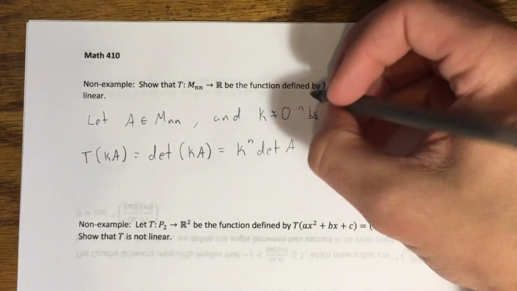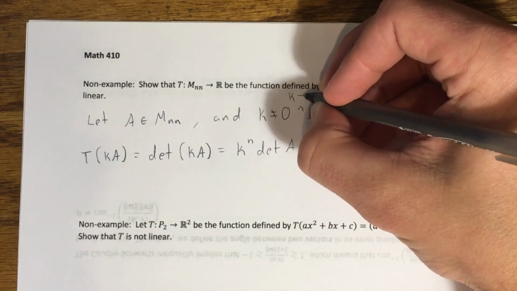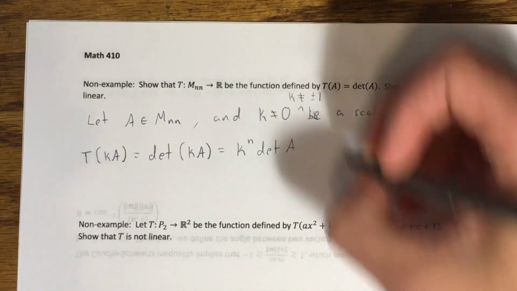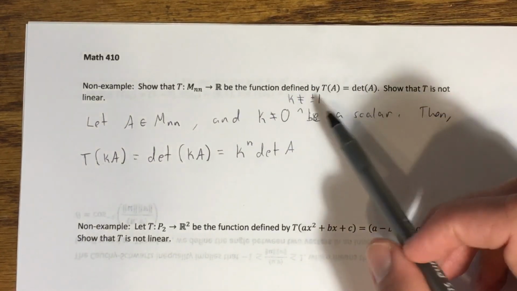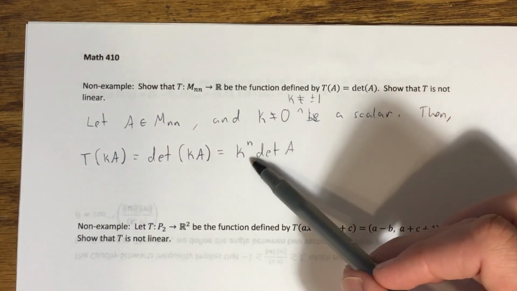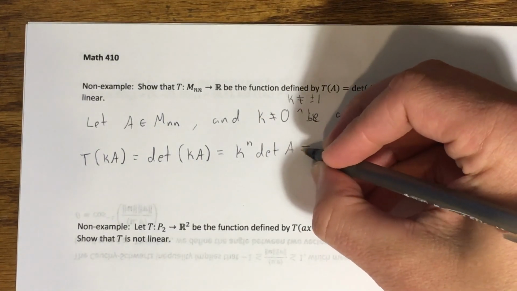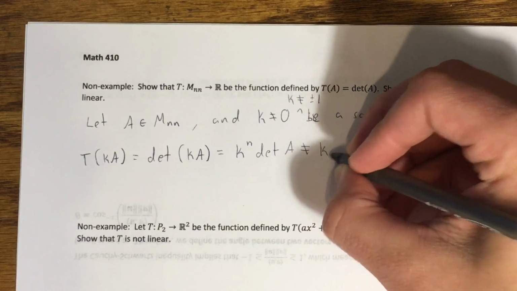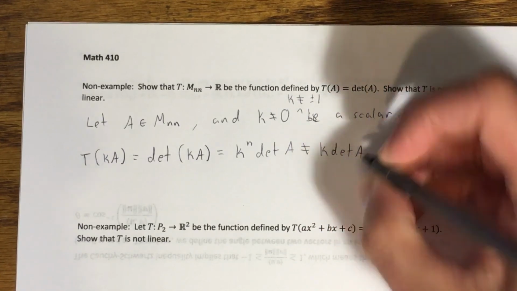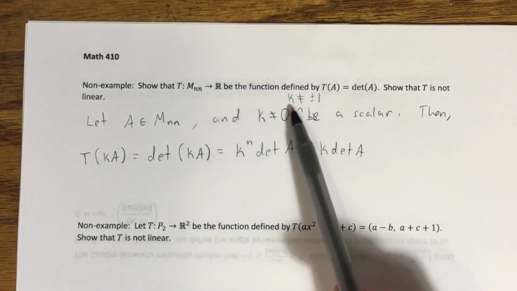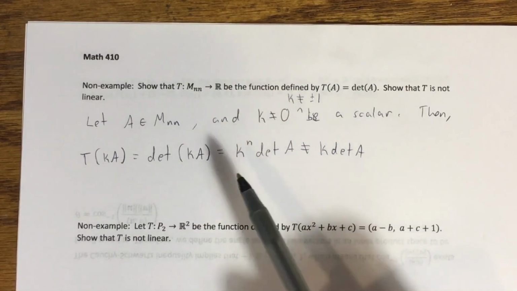In fact, I'm going to add one more little condition here. I'm going to say k is not equal to plus or minus 1. The scalars are real numbers, so we have choices of k that are not equal to these values. Then this is definitely not equal to k times the determinant of A. Here's where I need this assumption.